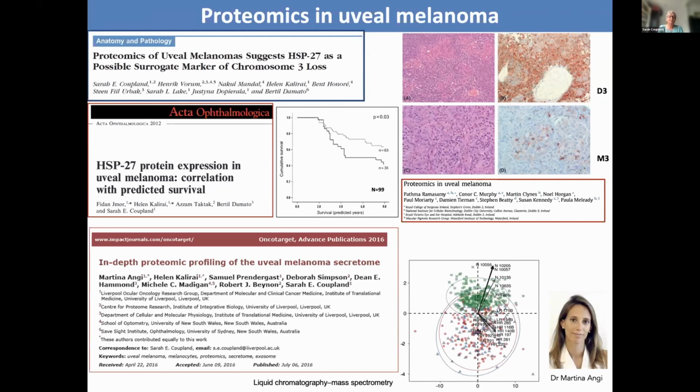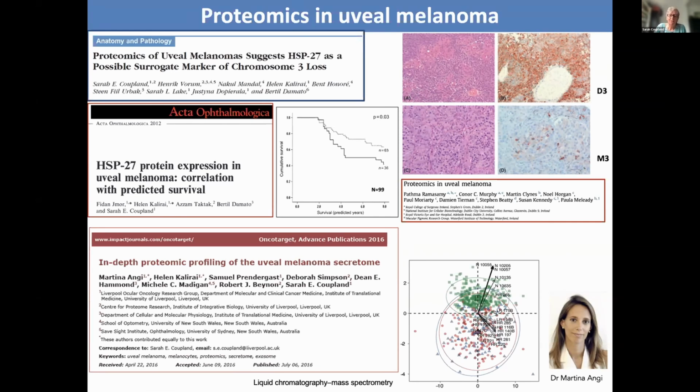However, we did decide to continue with the proteomics, and we looked at the so-called secretome of uveal melanoma cell lines, of uveal melanoma samples from patients, and we compared these with normal choroidal melanocytes. And using a variety of different techniques, but particularly liquid chromatography mass spectrometry, or LC-MS for short, we could differentiate the proteins which were secreted from these cultures, and we saw a difference between the so-called low and high risk uveal melanomas.